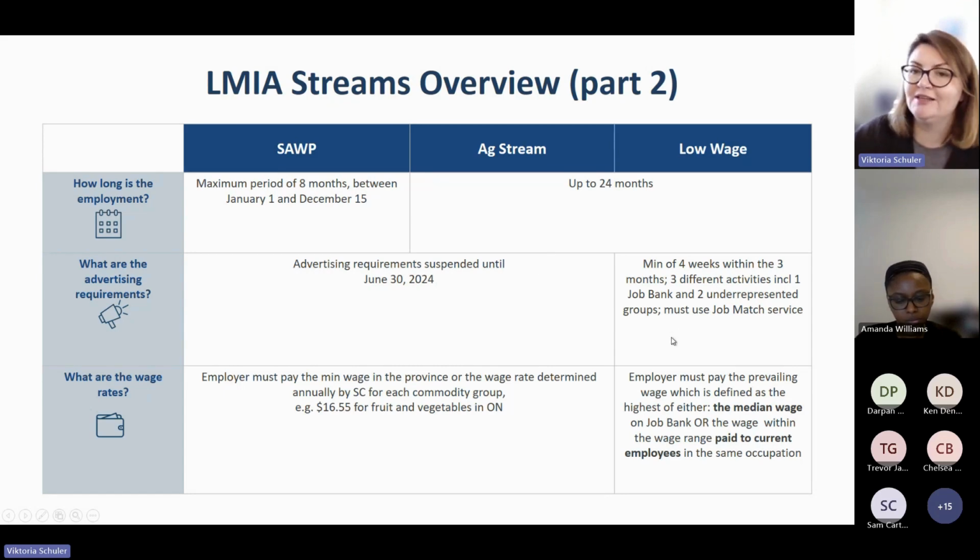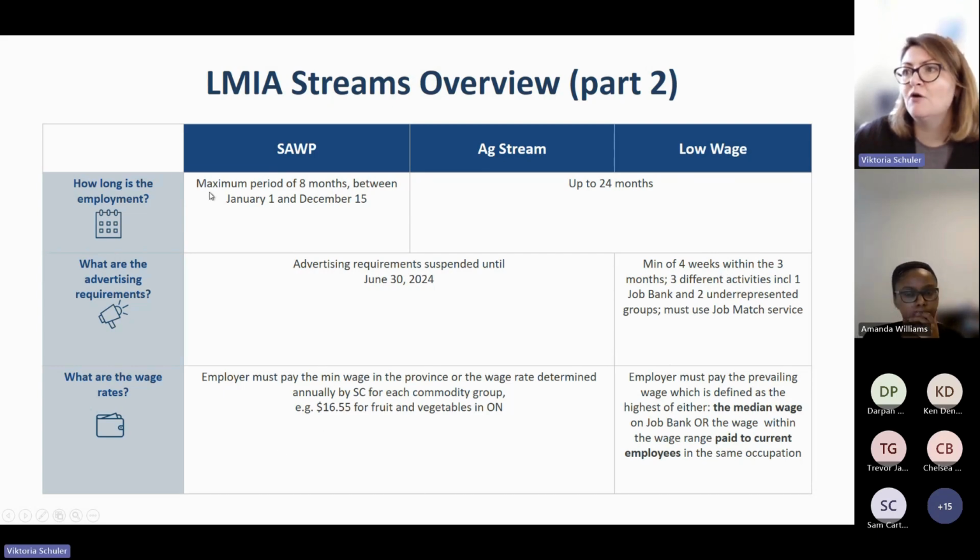For low wage, it gets a bit more complicated. You have to advertise for a minimum of 4 weeks within the last 3 months. And you have to include 3 different activities. 1 should be the National Job Bank, and 2 must be aimed at underrepresented groups. So it's a bit more complicated. We will cover advertising in our next webinar.